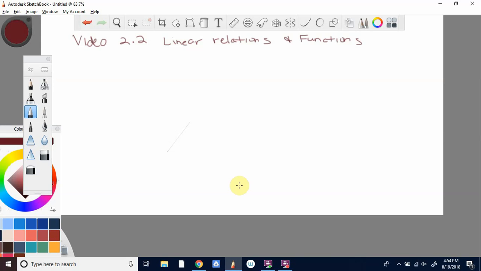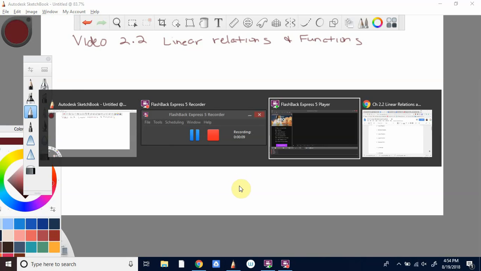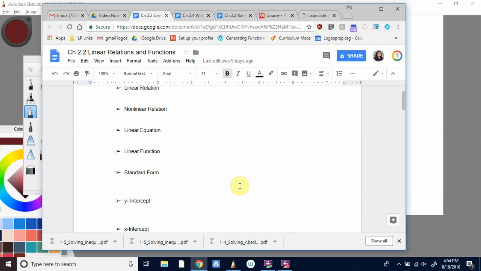This is video 2.2, linear relations and functions. So let's start off with our vocabulary. And we've got lots of vocabulary, so we'll start off in sections. So we've got linear relation, non-linear relations, linear equations, and linear functions.